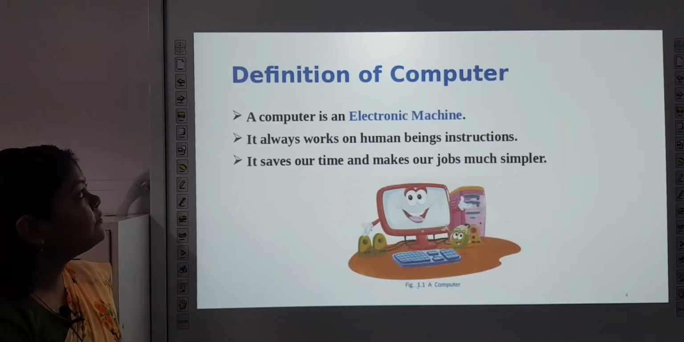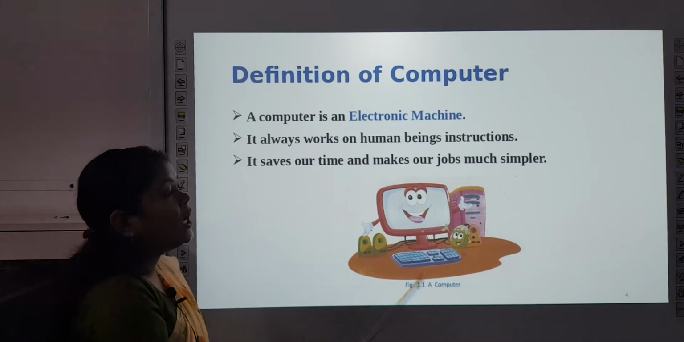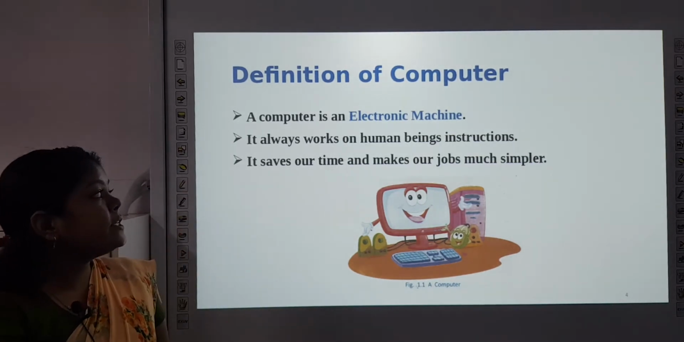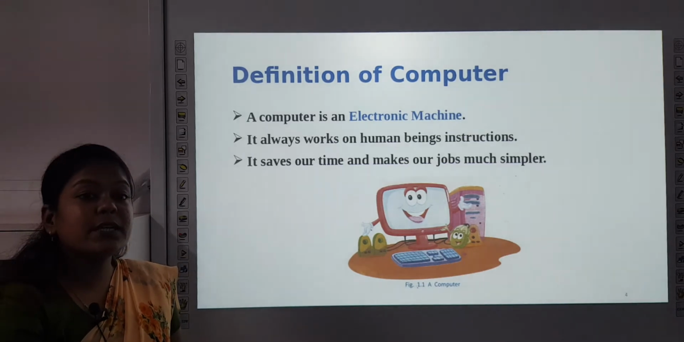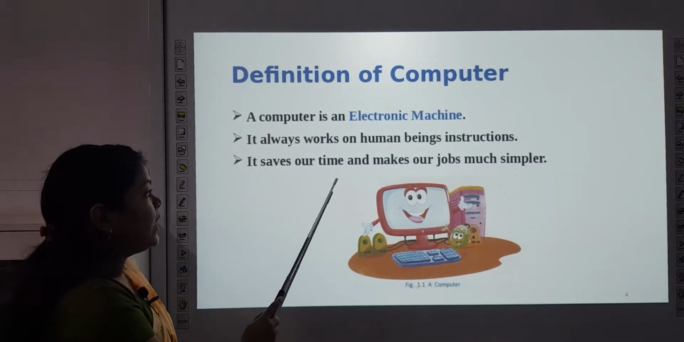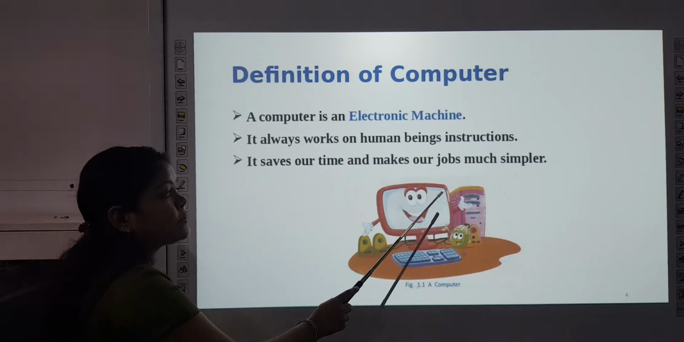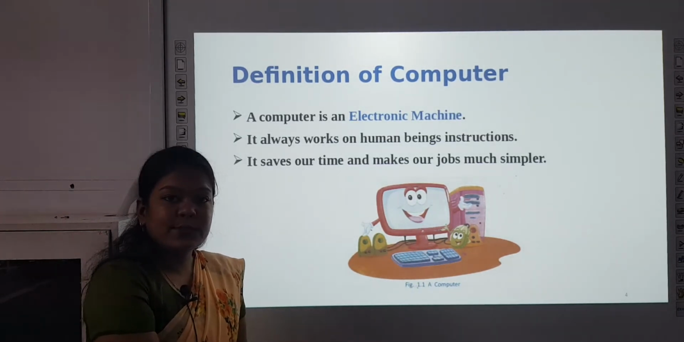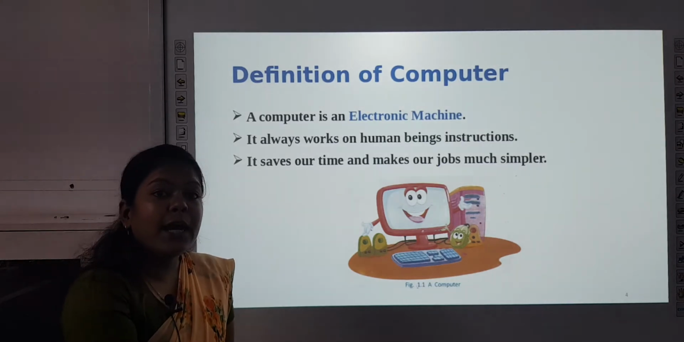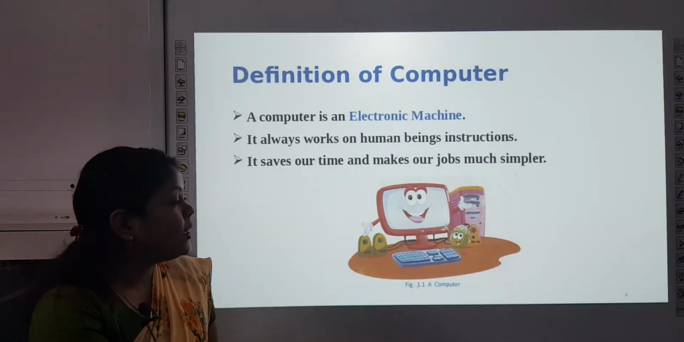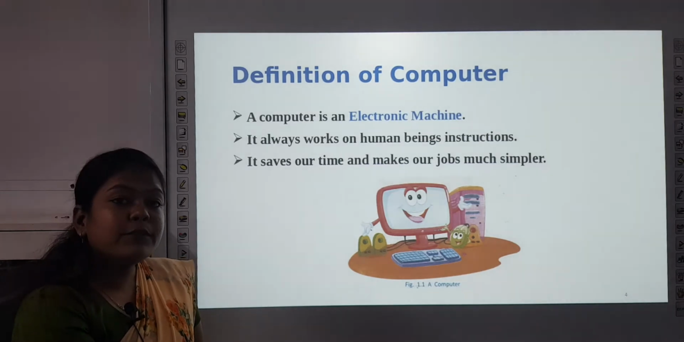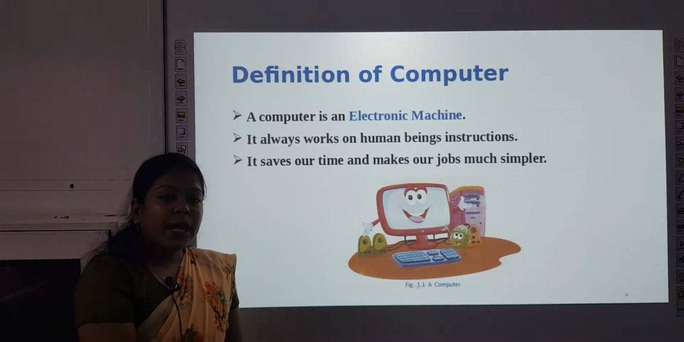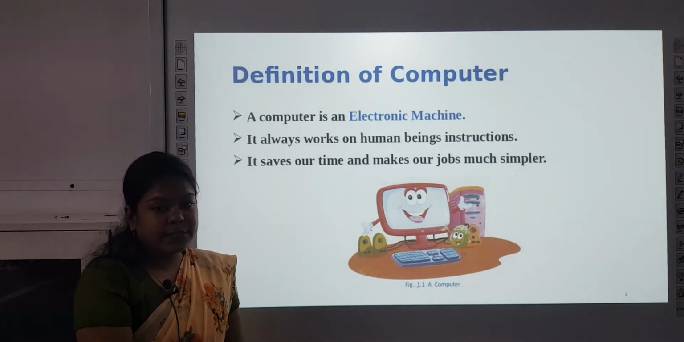So let's start with the definition of computer. A computer is an electronic machine. It always works on human beings' instructions. It saves our time and makes our jobs much simpler. All of you have seen computers in your schools, at homes, at banks and offices. We widely use the computer for learning new things, playing games, booking and cancelling tickets, etc.